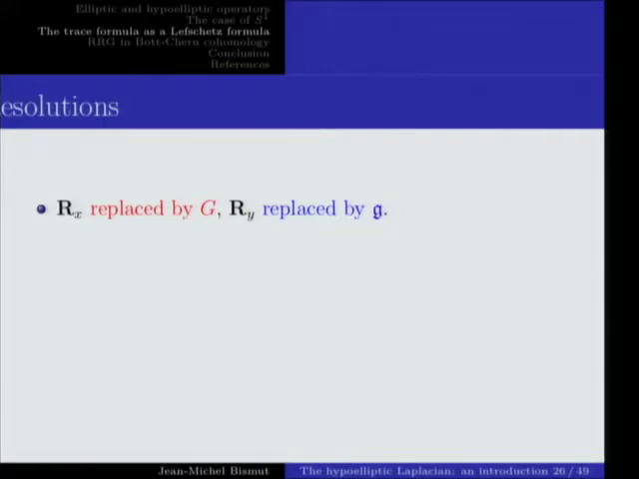So, by analogy, the space Rx, the original space R in the variable X, will be replaced by the Lie group G. And Ry will be replaced by the Lie algebra. So before we had S1 cross R or R cross R, now we have G cross the Lie algebra.